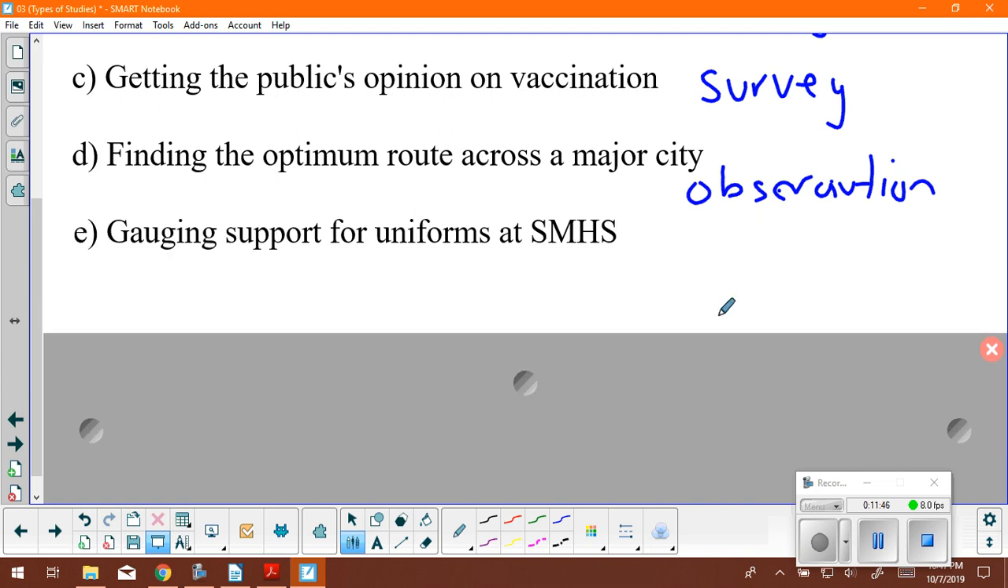Okay, last one. You want to gauge support for, should we have uniforms here at our school? Okay, I'm not saying we should, just if you were trying to figure that out. Again, this would probably be a good one for a survey. Like you need to go ask people their opinion.